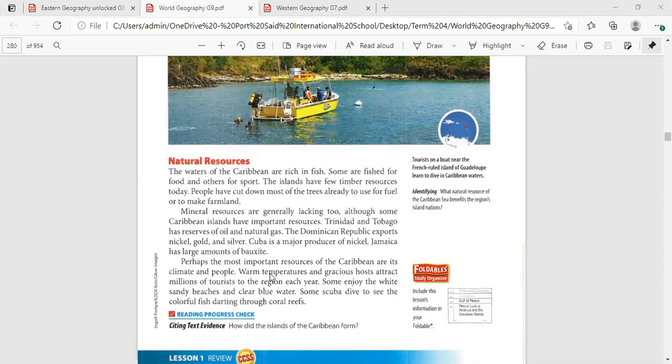But the most important resource in the Caribbean islands, which is very well known to all of us, is its climate. People go there to enjoy the warm temperatures. The gracious hosts attract millions of tourists. They enjoy the white sandy beaches and the clear water, the scuba diving and the fish darting, and also watching the coral reefs. So this is one of the most important resources in the Caribbean islands. They don't have many mineral resources, but the climate is the most important resource for them.